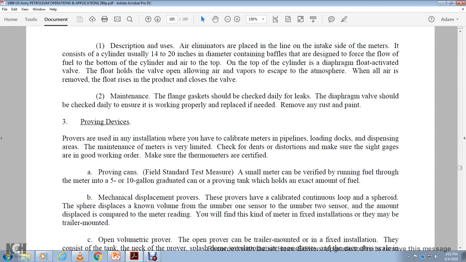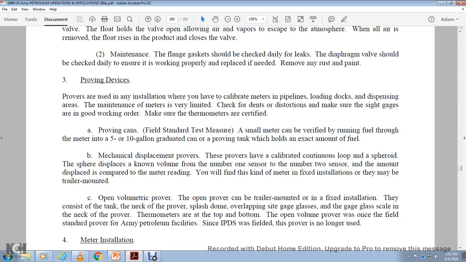Mechanical displacement prover: a calibrated continuous loop with a spheroid sphere, with sensors that display the volume compared to the meter reading over a limited time. It is used with a fixed installation that may be controller mounted. Open volumetric prover: the prover can is a tailored amount in a fixed installation.